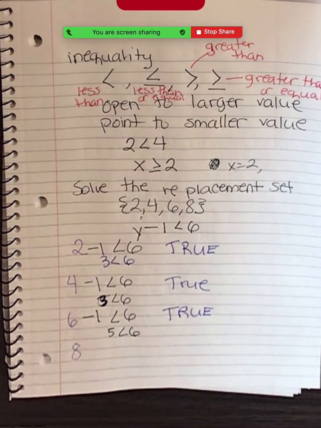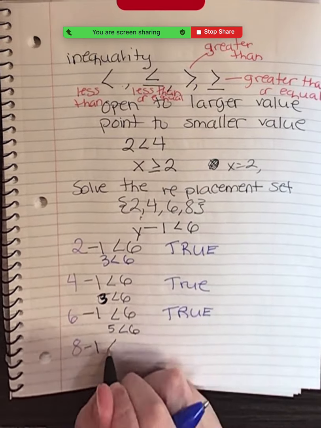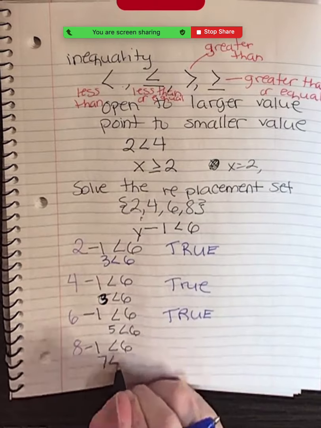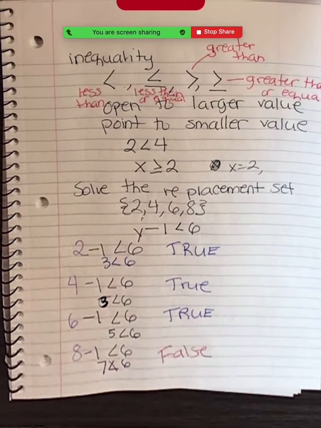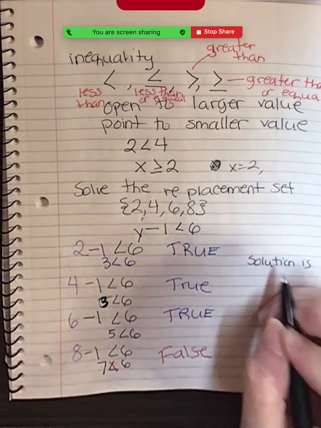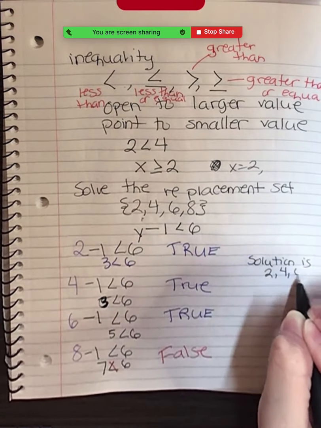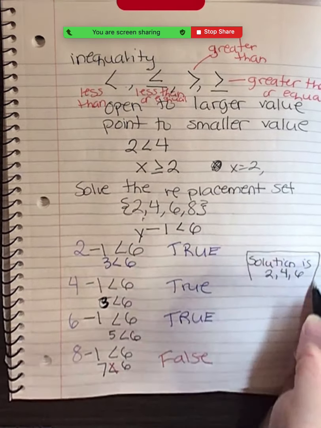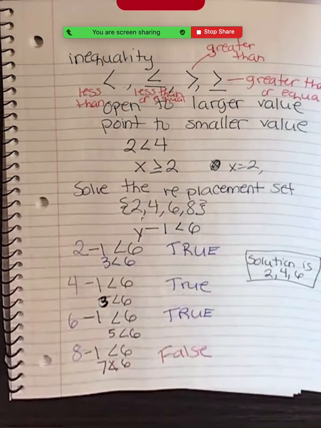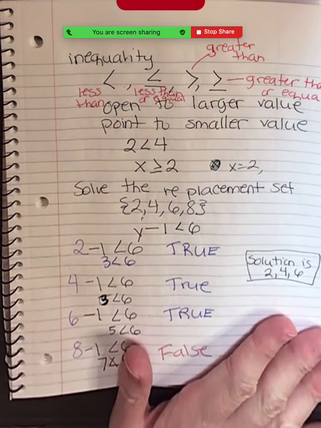We're going to check the last one. 8 minus 1 is 7. 7 is not less than 6. So we're going to say this is false. Then it comes time to say what our solution is. The solution is 2, 4, and 6. We're looking for all values in our replacement set that make it a true statement. This finishes lesson 1.3.